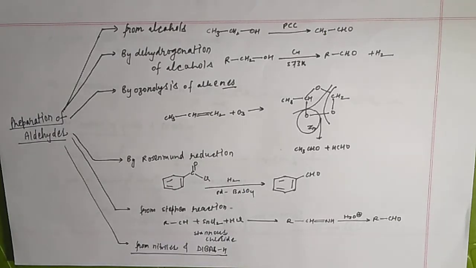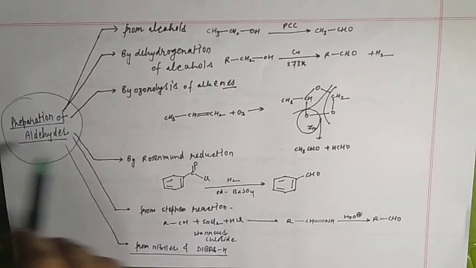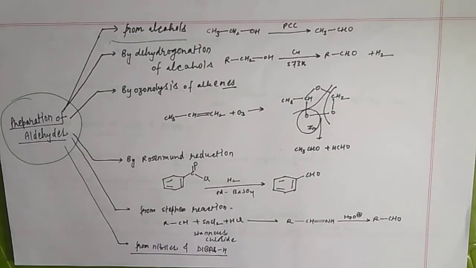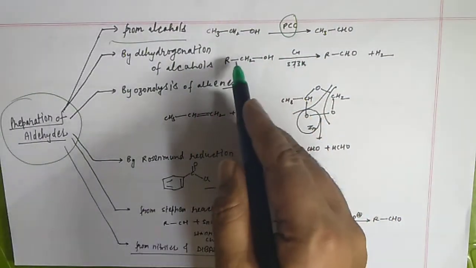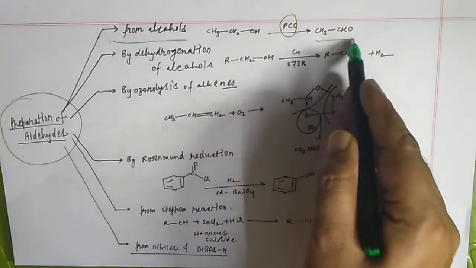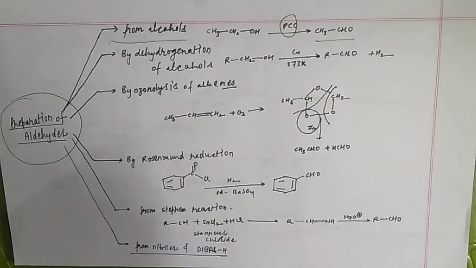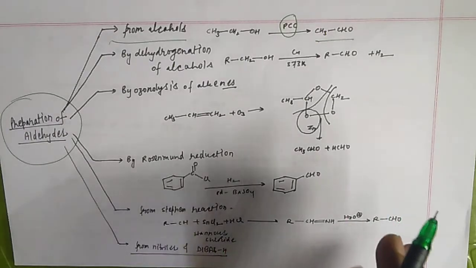So let us see what the preparations of the aldehydes are. What are the methods for the aldehyde? Now the easiest method is from the alcohols. The easiest method to prepare the aldehyde is from the alcohols. You need to take the PCC, because if you take a strong oxidizing agent, alcohols will directly convert into the carboxylic acid. So we are taking the PCC catalyst. It will restrict the oxidation up to the aldehyde. So the first method is the oxidation of alcohol by the PCC.